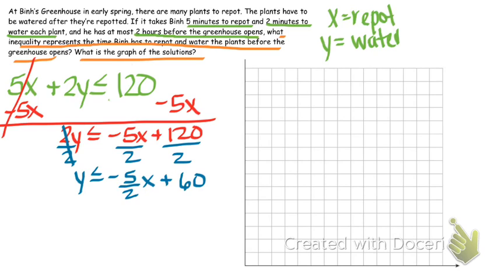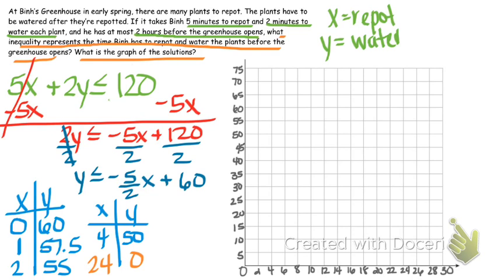All right. But how are we going to number this graph? What would make sense? He's going to have up to, technically, 120 minutes to do this. So if I draw my t-table, x and y, I know that if I don't repot any, I can water how many? 60. But if I repot 1, what happens then?